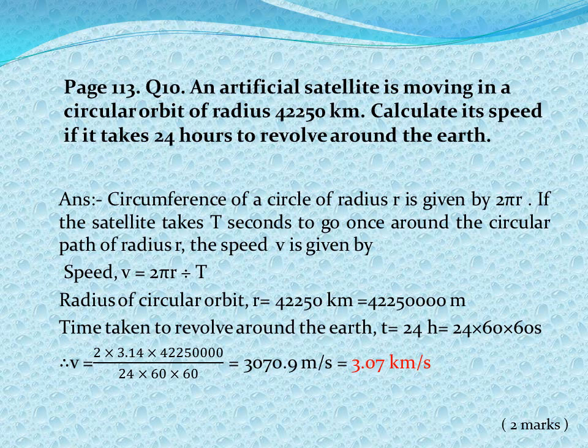Radius of circular orbit r equals 42,250 km equals 42,250,000 m. Time taken to revolve around the earth t equals 24 hours, that equals 24 into 60 into 60 seconds. Therefore v equals 2 into 3.14 into 42,250,000 divided by 24 into 60 into 60 equals 3,070.9 meter per second equals 3.07 kilometer per second.